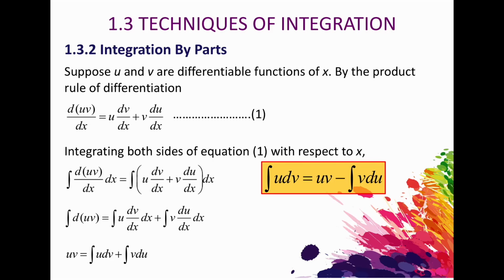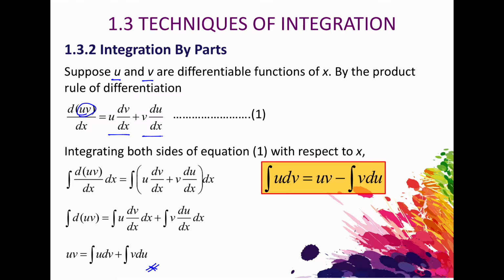Now we have come to 1.3.2, integration by parts. Suppose u and v are differentiable functions of x. By the product rule of differentiation, when we differentiate uv with respect to x, we get u dv/dx plus v du/dx. Let's put that as equation 1. So integrating both sides of equation 1 with respect to x, we finally get uv equals the integration of u dv plus the integration of v du.